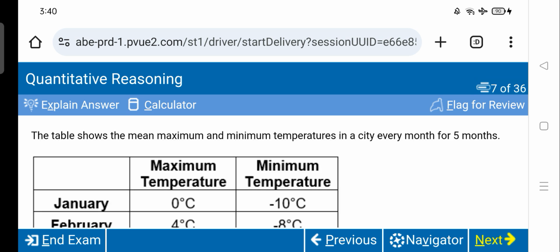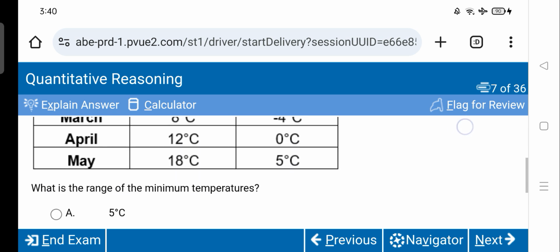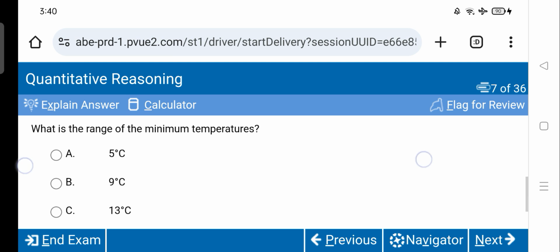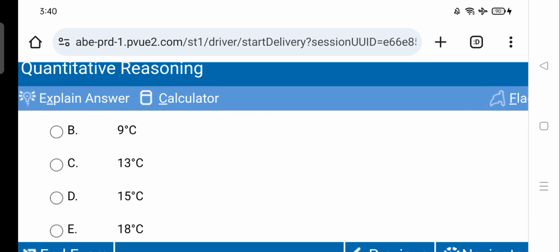Next again we have the same statement with the same table. Here you can see the question is, what is the range of the minimum temperatures? Option A, 5 degrees centigrade. Option B, 9 degrees centigrade. Option C, 13 degrees centigrade. Option D, 15 degrees centigrade. Option E, 18 degrees centigrade.